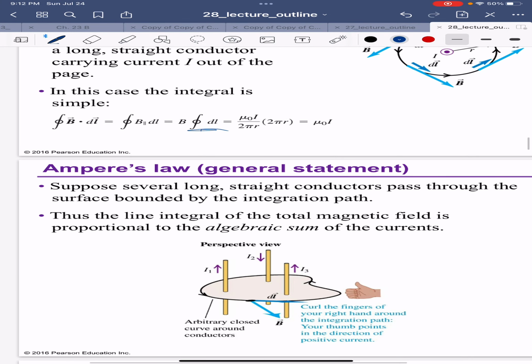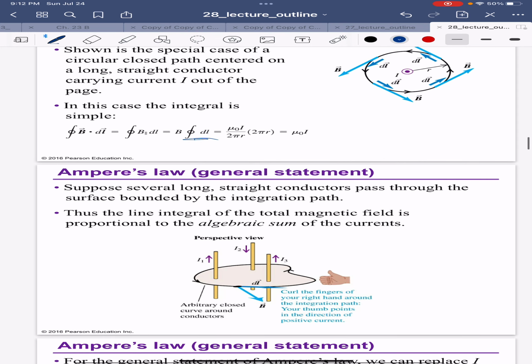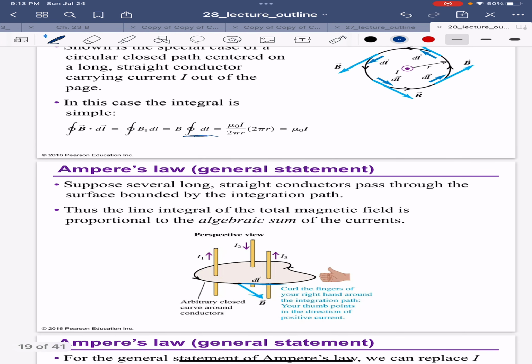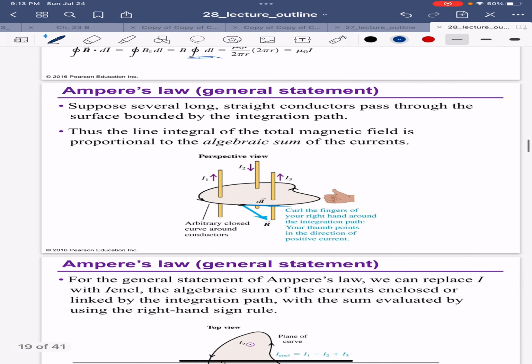Also here, the general statement is, if we have more than one straight conductor passing through a surface, then we can say the line integral of the total magnetic field is proportional to the algebraic sum of the currents. Then you're going to say what is in and what is out, and you're going to curl the fingers of your right hand around the integration path, and your thumb points in the direction of the positive current.